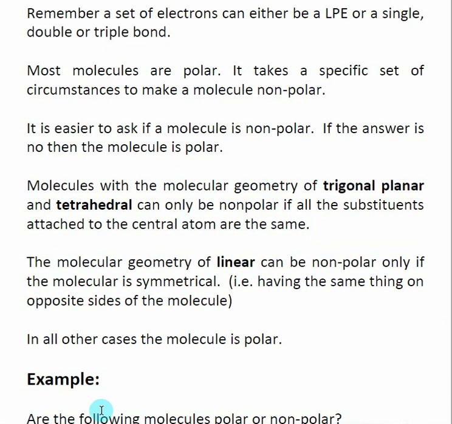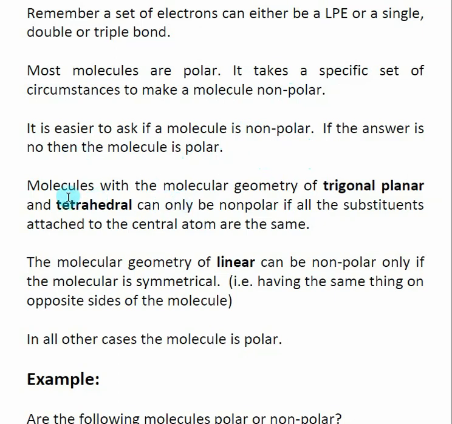So the way I like to look at it is I consider the fact that most molecules are polar. So if you just grab a random molecule out of thin air, most likely that molecule is going to be polar. And the reason why is it takes a very specific set of circumstances to make a molecule nonpolar. So all the bond vectors need to cancel each other out, and that's actually kind of hard to do. So it's easier to ask yourself, is a molecule nonpolar? And then you say, does it have those specific set of circumstances to make it nonpolar? And if the answer is no, well, then your molecule's polar. So there are only some very set circumstances that can allow a molecule to be nonpolar.